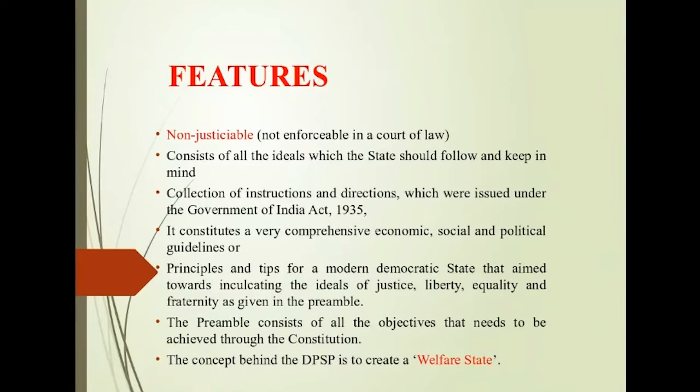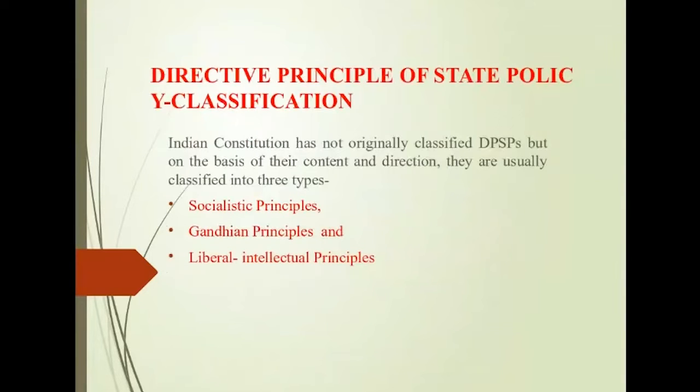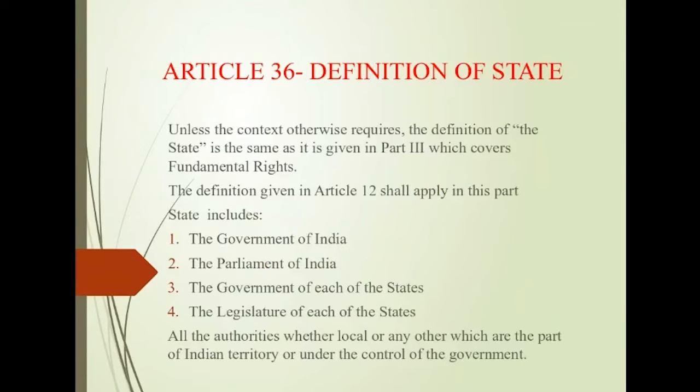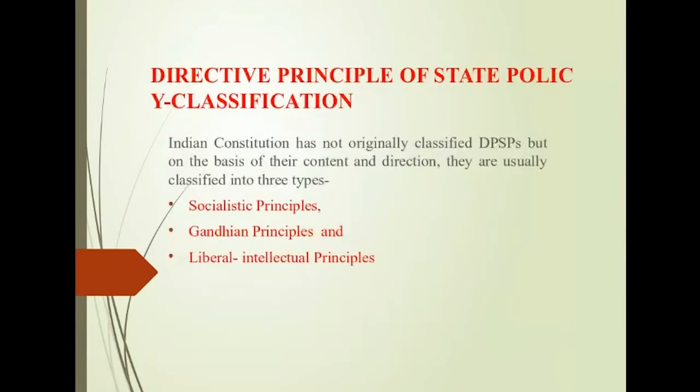Next slide is about classification of Directive Principles of State Policy. The Indian Constitution has not originally classified DPSP, but on the basis of their content and direction, they are usually classified into three types: Socialist Principles, Gandhian Principles, and Liberal Intellectual Principles. Articles 38, 39, 39A, 41, 42, 43, 43A, and 47 follow the socialist principles. These principles follow the ideology of socialism.